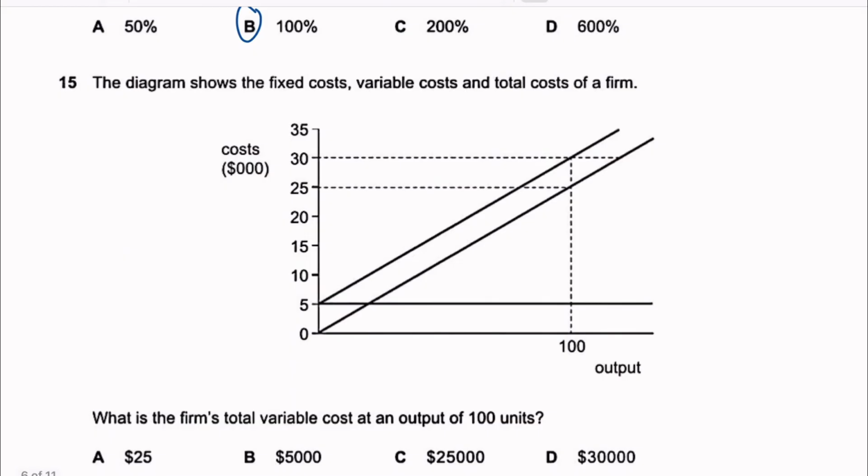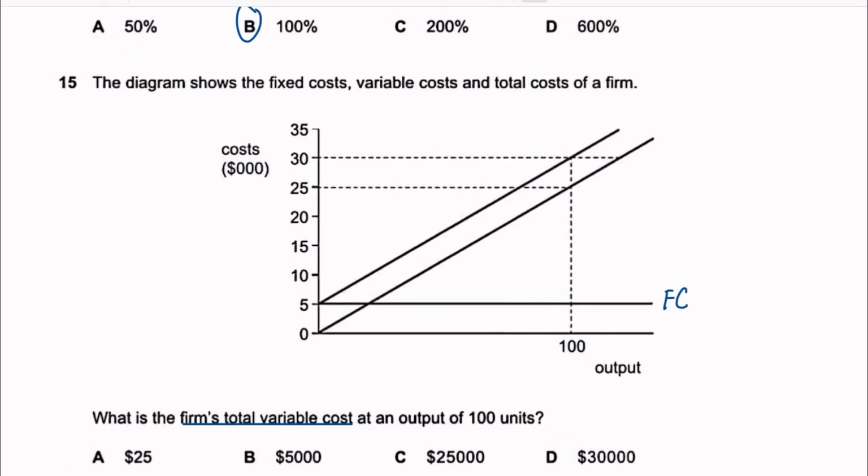Okay, question 15. Diagram shows the fixed cost, variable cost, and total cost of a firm. What is the firm's total variable cost at an output of 100 units? So first we need to identify what each line represents. First one, this is straightforward. This is total fixed cost, because it remains fixed regardless of an increase or decrease of output, right? So it remains fixed at all levels of output.